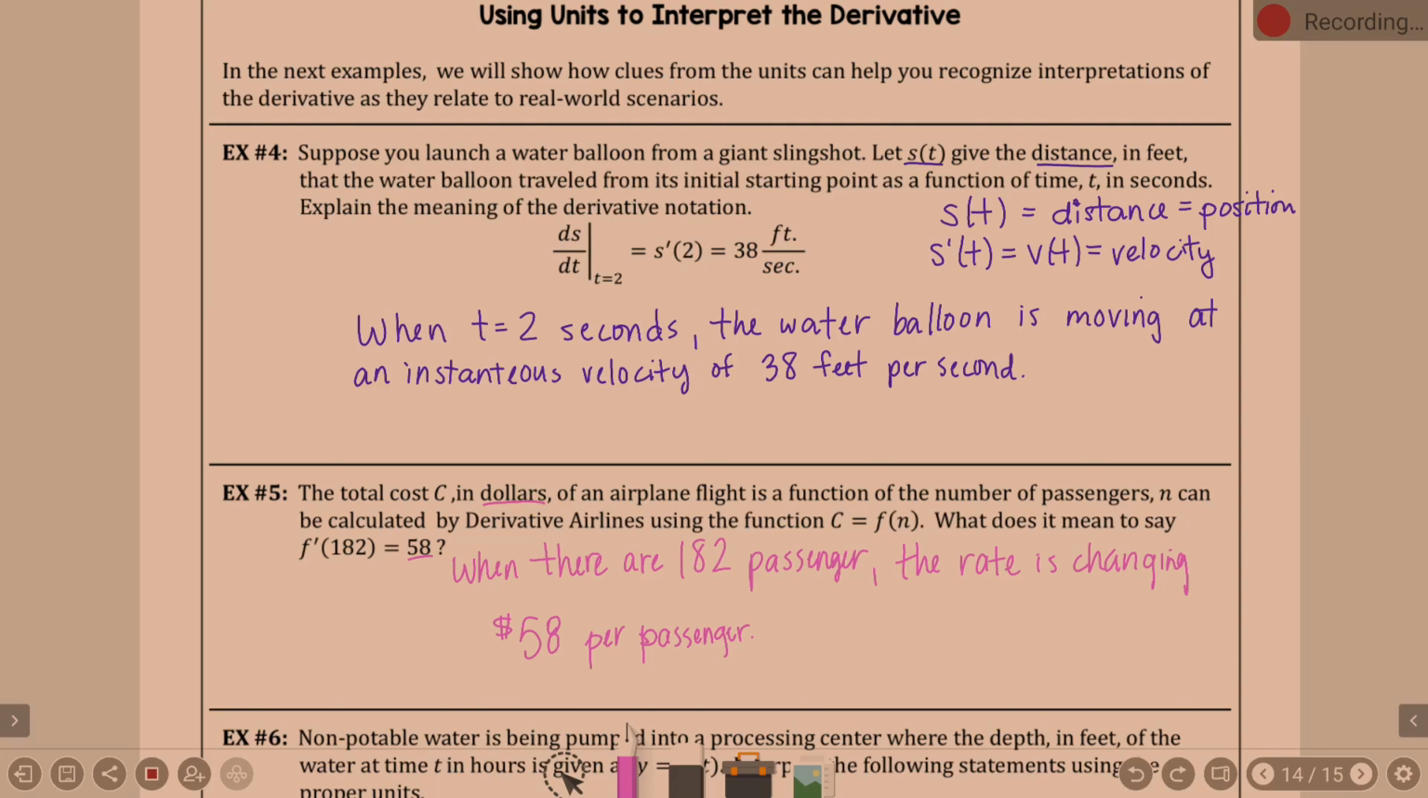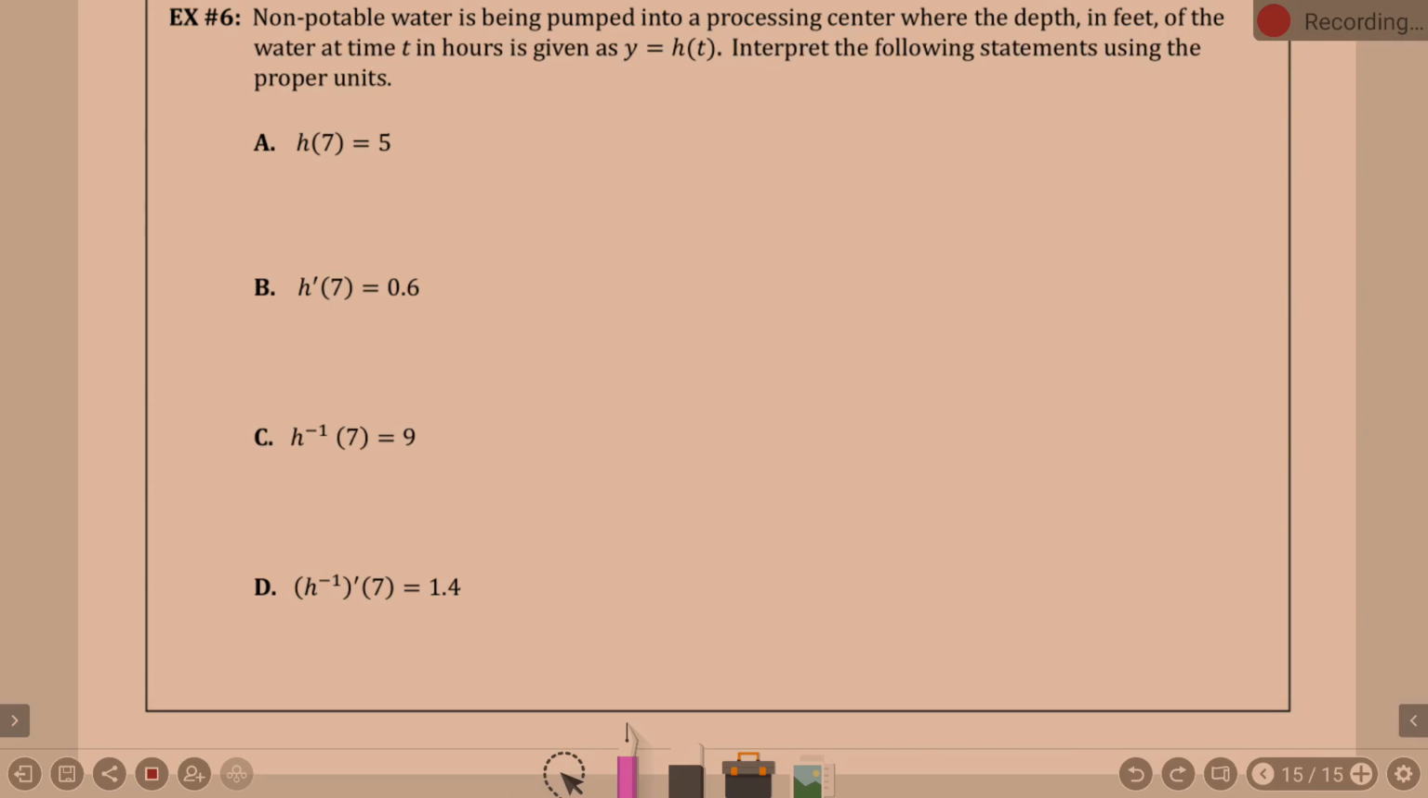Okay. Ready to talk about water? Non-potable water. Okay, non-potable water is being pumped into a processing center where the depth in feet of the water at a time t in hours is given as y equals h of t. Interpret the following statements using the proper units. Okay. Depth is in feet. Time is in hours. H of t.